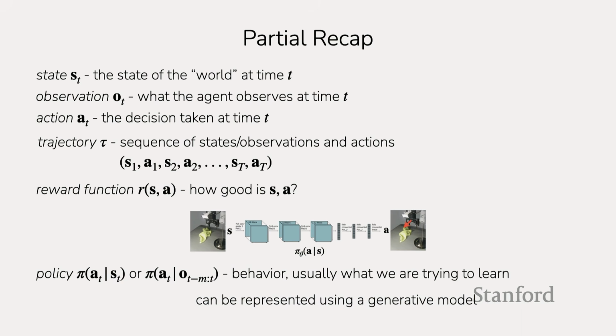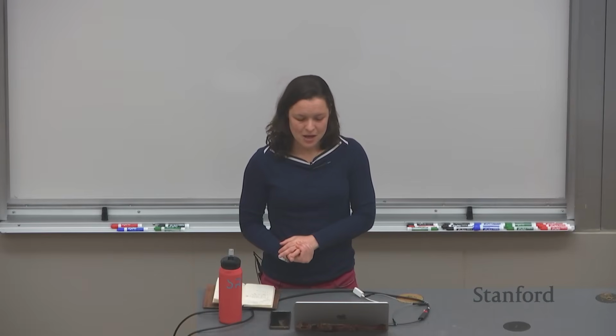We briefly mentioned how this kind of policy can be represented using a generative model, and we'll actually touch on that a little bit more today. And the last thing that's not on the slide is that we talked about how the goal of reinforcement learning problems is usually to maximize the expected sum of rewards. And today we'll be talking about one way to do that by trying to imitate a good policy.